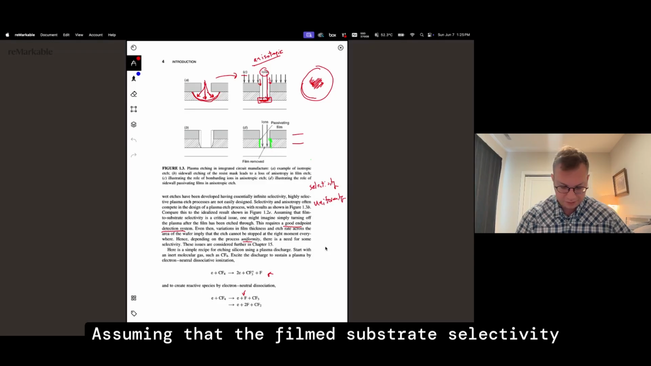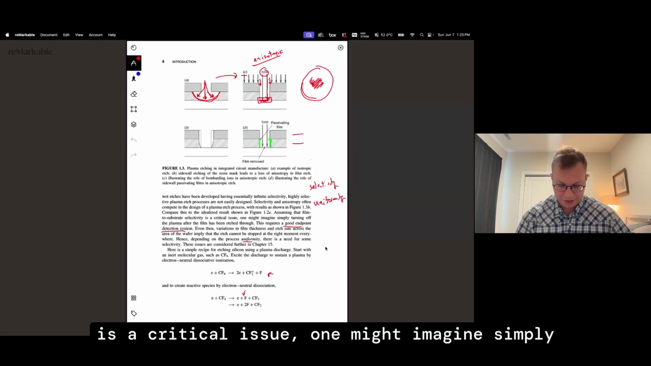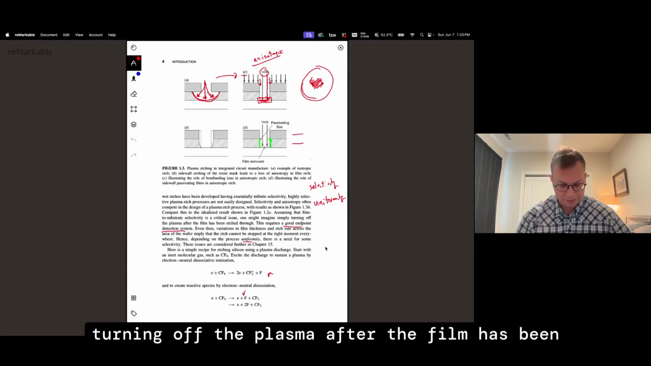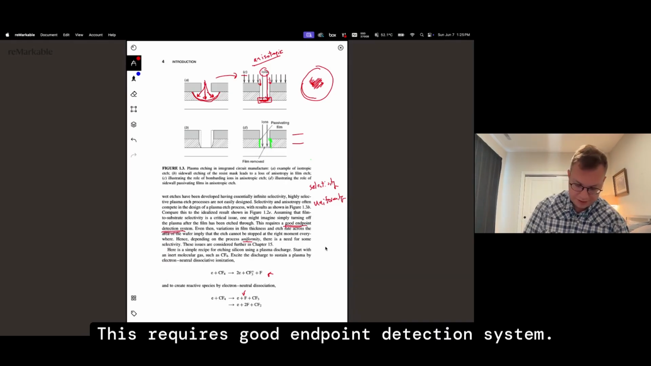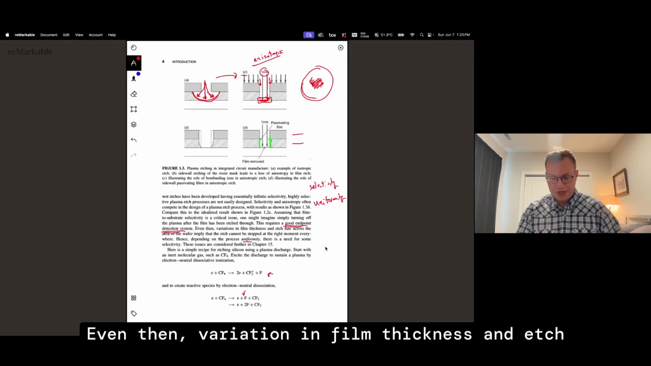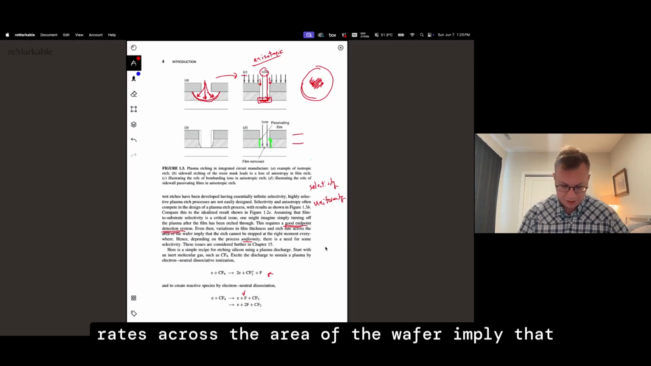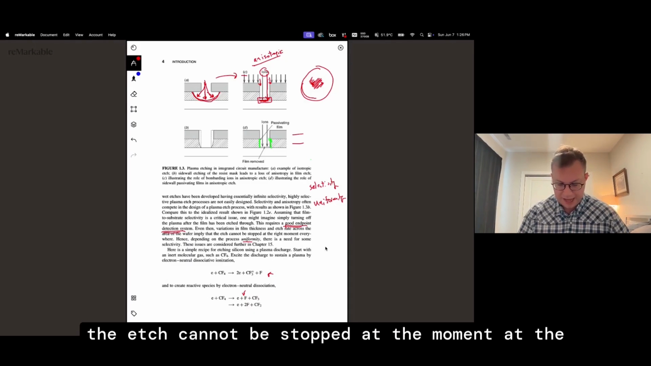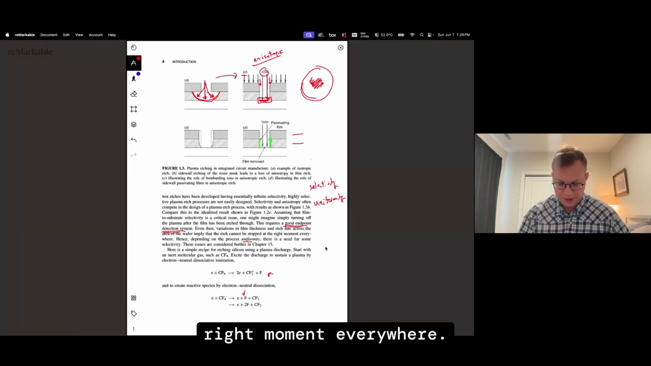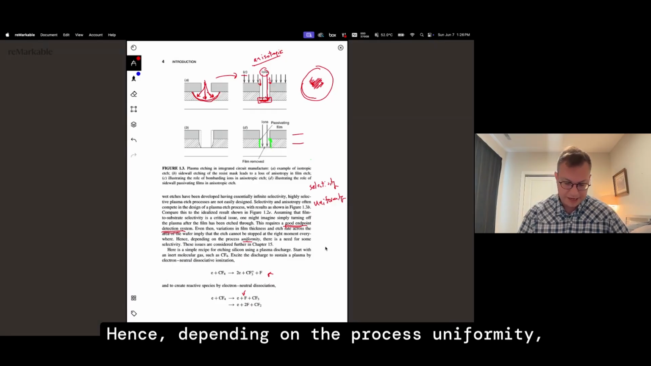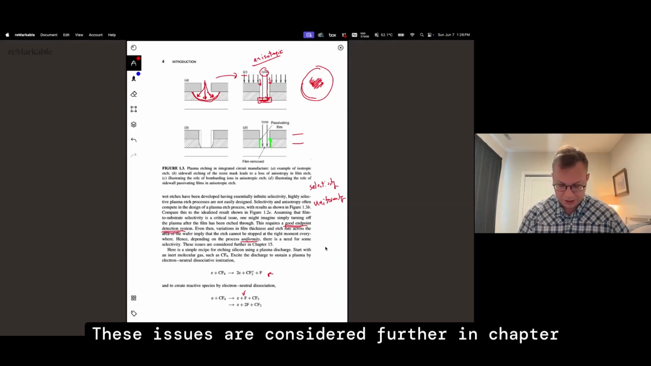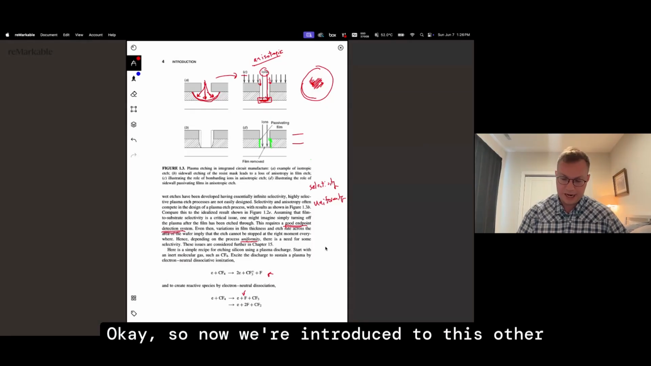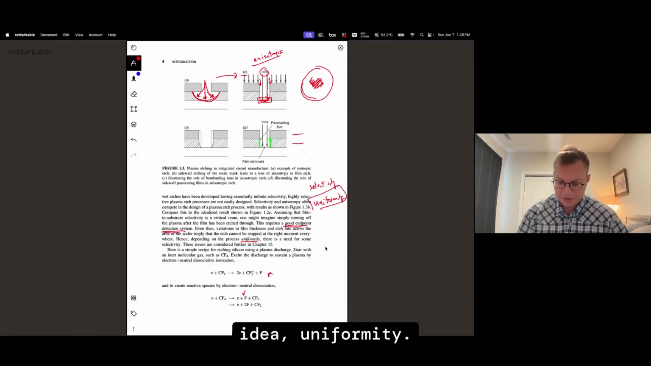Assuming that the film-substrate selectivity is a critical issue, one might imagine simply turning off the plasma after the film has been etched through. This requires a good endpoint detection system. Even then, variation in film thickness and etch rates across the area of the wafer imply that the etch cannot be stopped at the right moment everywhere. Hence, depending on the process uniformity, there's a need for some selectivity. These issues are considered further in chapter 15. Okay, so now we're introduced to this other idea, uniformity.